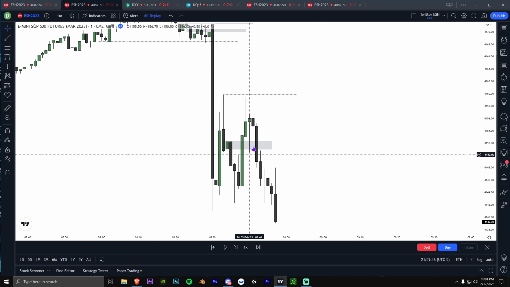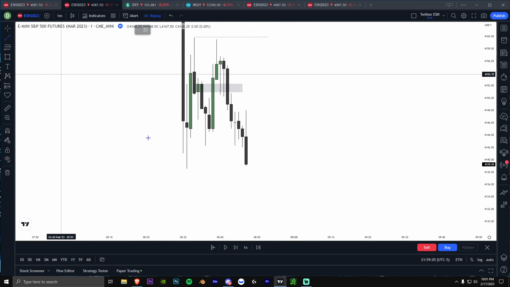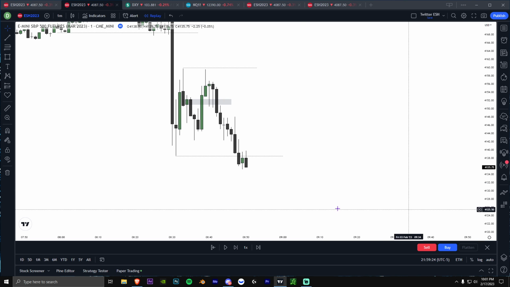As soon as we break this PD rate and had this red candle through this, I'm like, okay, we're probably going to go hit these lows. So we hit the lows.